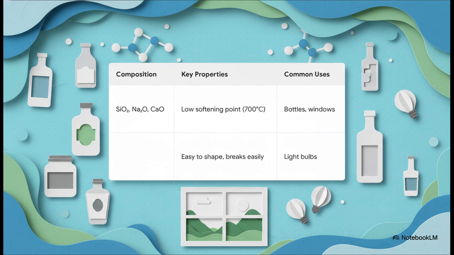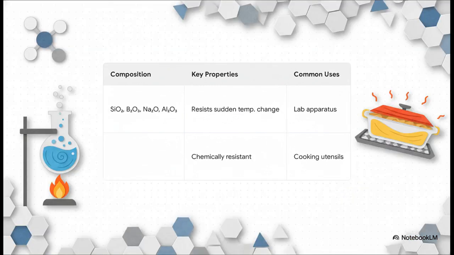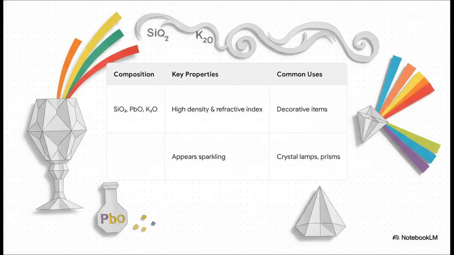Okay, pay close attention to this one, because this is a classic exam favorite. The magic ingredient in borosilicate glass is boron oxide, B2O3. You gotta remember that. This compound changes the structure so it can resist sudden changes in temperature. And that's exactly why your lab beakers and your glass cooking dishes don't shatter when you take them from hot to cold. And finally, lead glass.